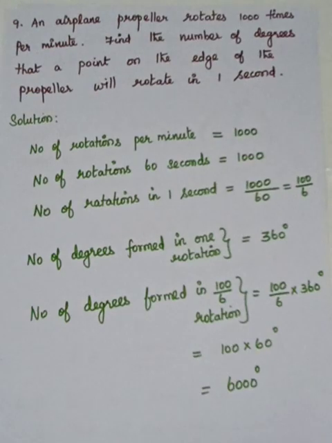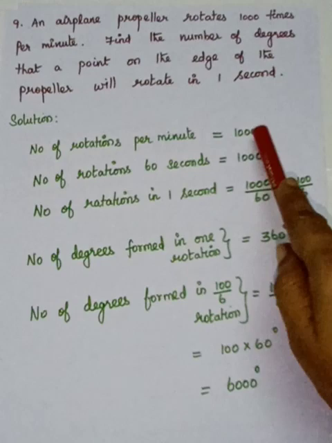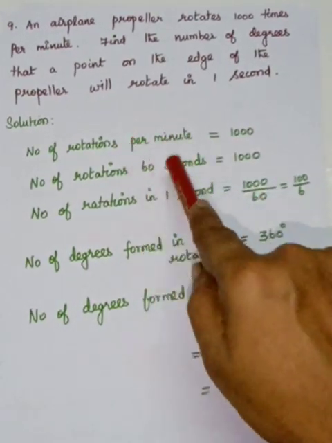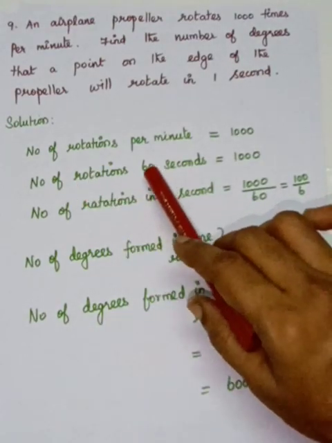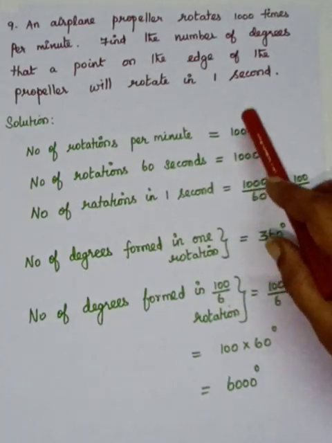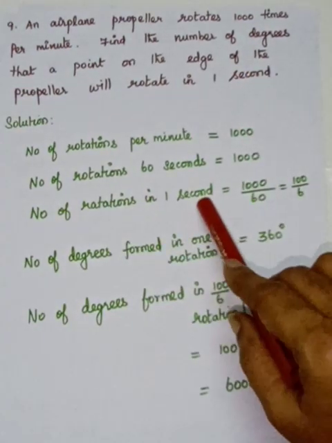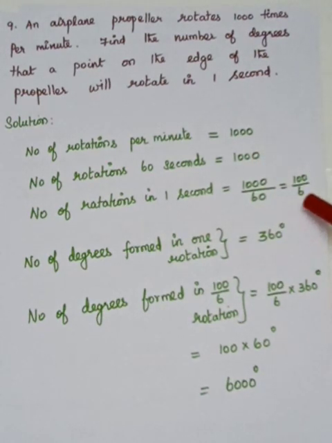Okay, first we will see that the number of rotations per minute is given, what? 1000. So the 1000 rotations per minute. This per minute can be written as 60 seconds. Both are same. So 1 minute is equal to 60 seconds. So therefore the number of rotations in 60 seconds is 1000. So our problem is, what is asked? 1 second. So the number of rotations in 1 second is what you have to do? 1000 divided by 60, that is 100 by 6. I didn't calculate, I just keep it. 100 by 6 rotations in 1 second.